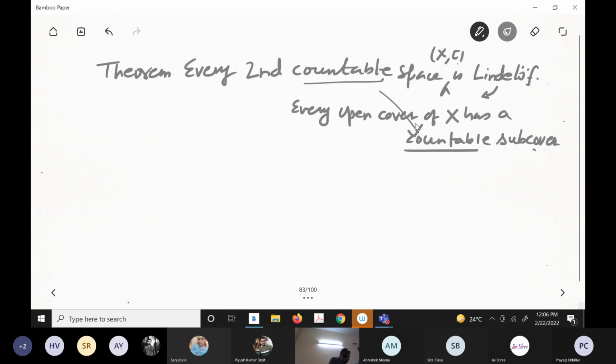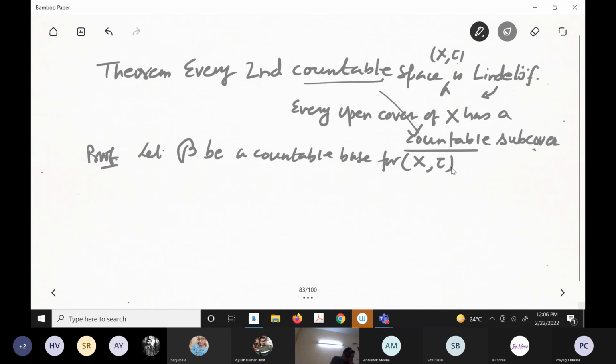I'm copying the proof from Willard, but I'm explaining how to write it. So let B be a countable base for X. Now take an open cover of X. Now look how I'm doing it.